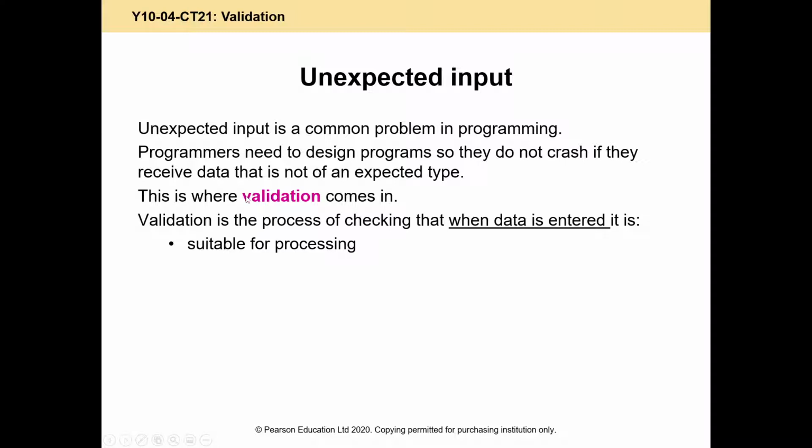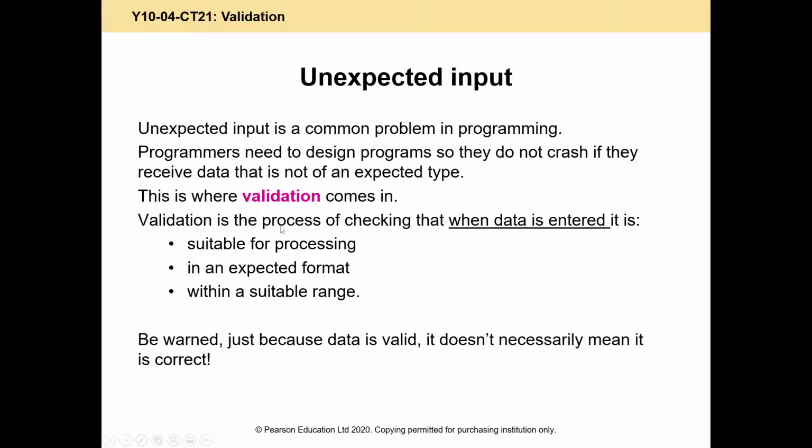So we can check if data is suitable, if it's in an expected format, if it's within a certain range. And then a warning at the end, just because it's valid doesn't mean it's correct. So for example, if the user's asked to type in a number between 3 and 30 and they type in tiger, then it's easy to check if they've got it right, because if they've got it wrong, it'll crash. But if they type in 300, it is valid, but it's not correct. It's outside of the suitable range.